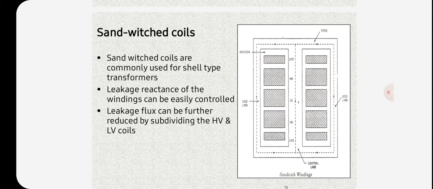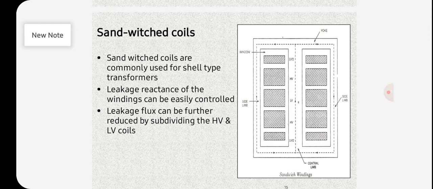In sandwich winding type, the LV and HV windings are placed one over the other alternatively. This arrangement reduces the leakage reactance. The two low voltage coils at the ends have half the turns of the normal low voltage coil. This type of winding is most commonly used in shell type transformers.